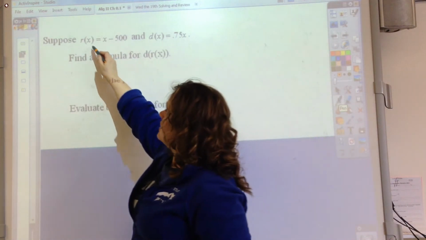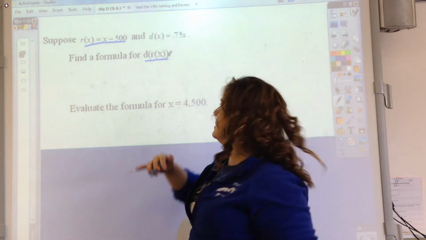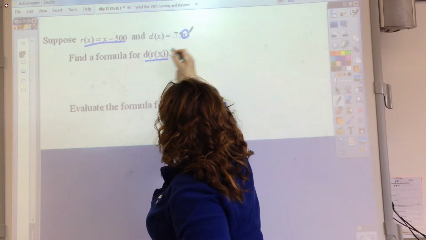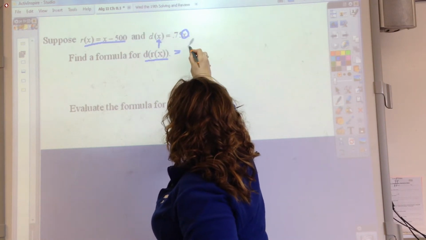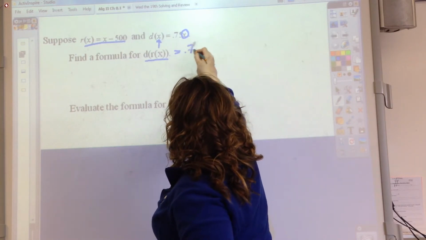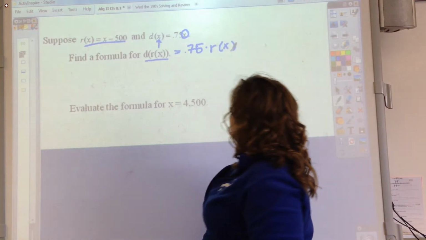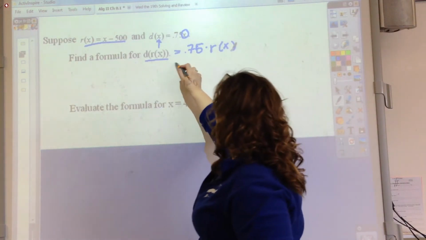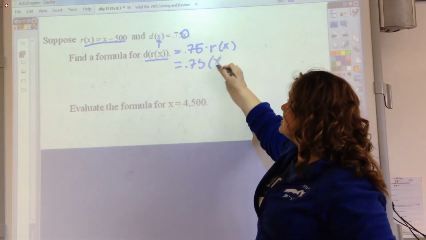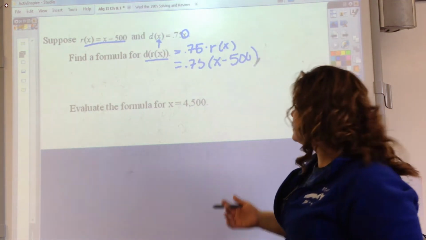If this is r of x, and I have d of r of x, I'm simply going to plug r into d. And so everywhere I have x in d, I'm now going to plug in r. So d of r of x is going to equal 0.75 times r of x instead of x. And now I look at what r of x actually is. r of x is actually x minus 500. Now I just need to distribute and simplify.